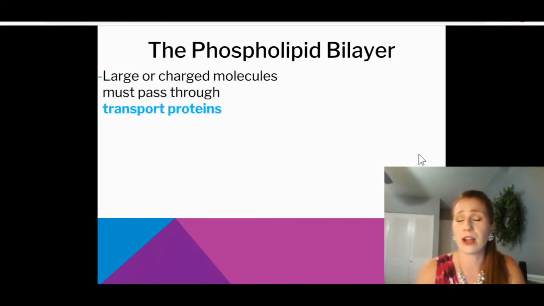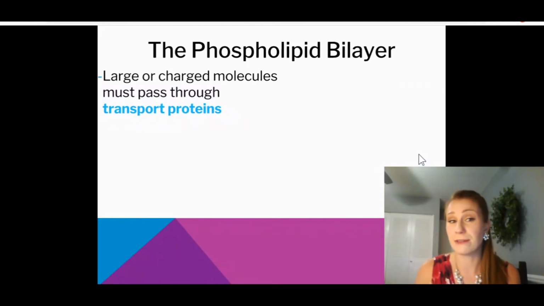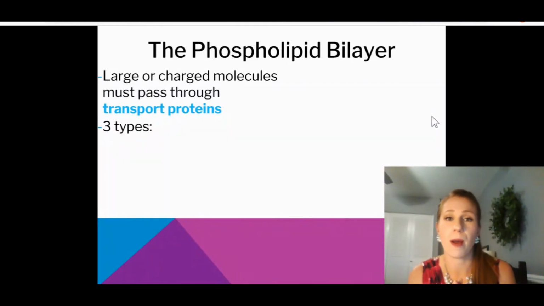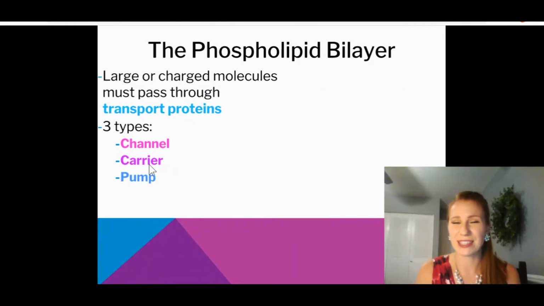With our phospholipid bilayer, if you have a large or charged molecule, meaning something that's positively or negatively charged, it has to pass through something called a transport protein. We will talk about this when we talk about passive transport and active transport. But there are 3 main types of transport proteins to talk about today: the channel protein, the carrier protein, and the protein pump. The channel and carrier proteins are involved in passive transport, meaning they do not use energy, they don't use ATP, and they bring molecules from high to low concentration, or from where there's more of something to where there is less of something.